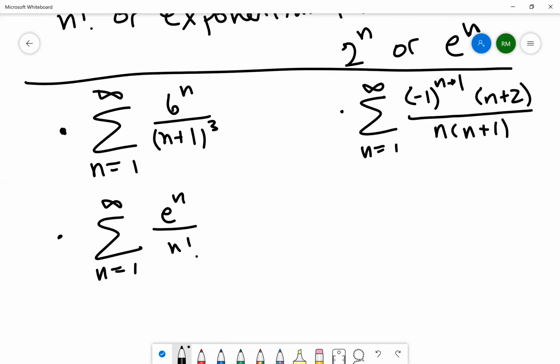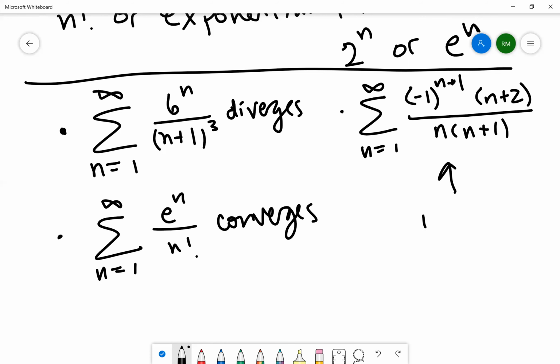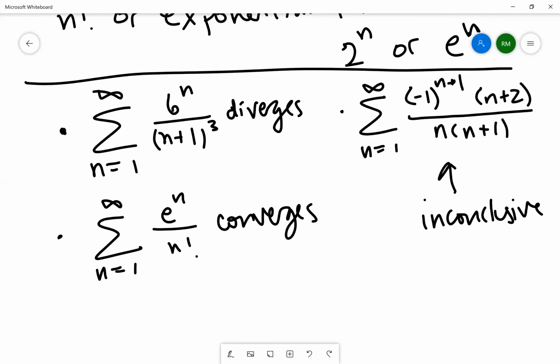So pause your video and use the ratio test on these 3 series. All right, now that you've had a chance to do that, you probably found out the first one diverges, the second one converges, and for the last one, the ratio test is actually inconclusive. For that series on the right, it actually conditionally converges, but does not absolutely converge. Okay, so the ratio test works because it detects, is a series like a geometric series?